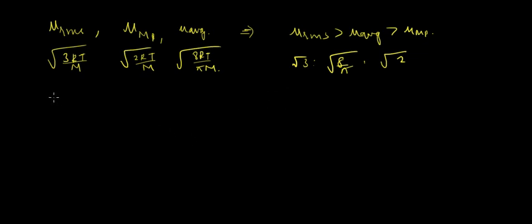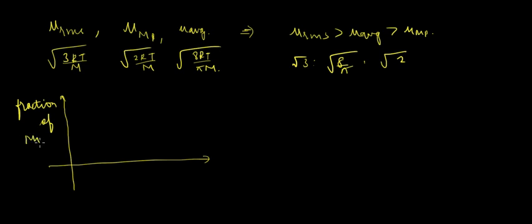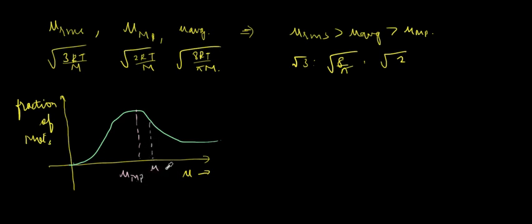So if we just look at the graph, if we draw the graph of fraction of molecules with speed or U, the graph will look like something like this. Now this would be U most probable, this would be U average, and this would be U RMS.